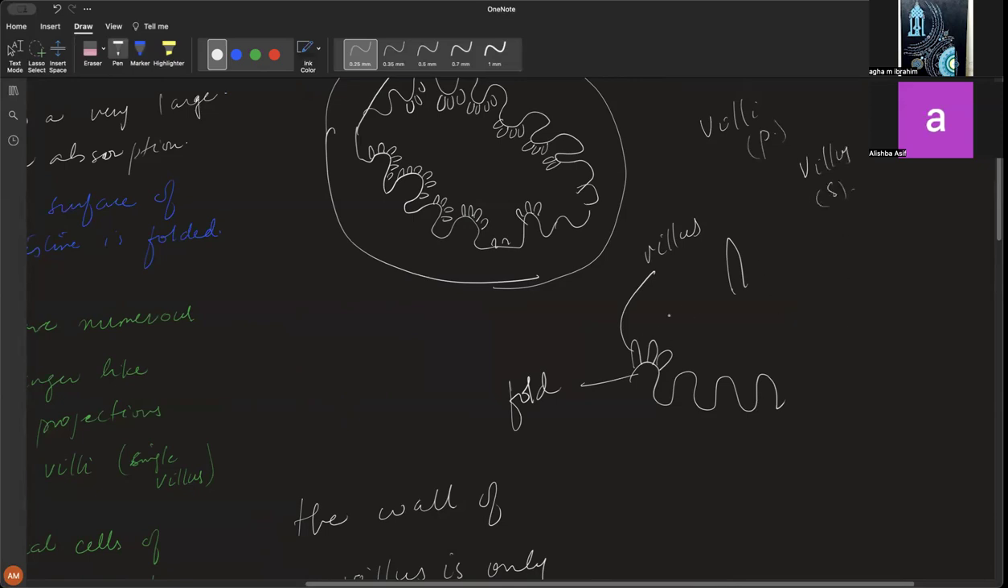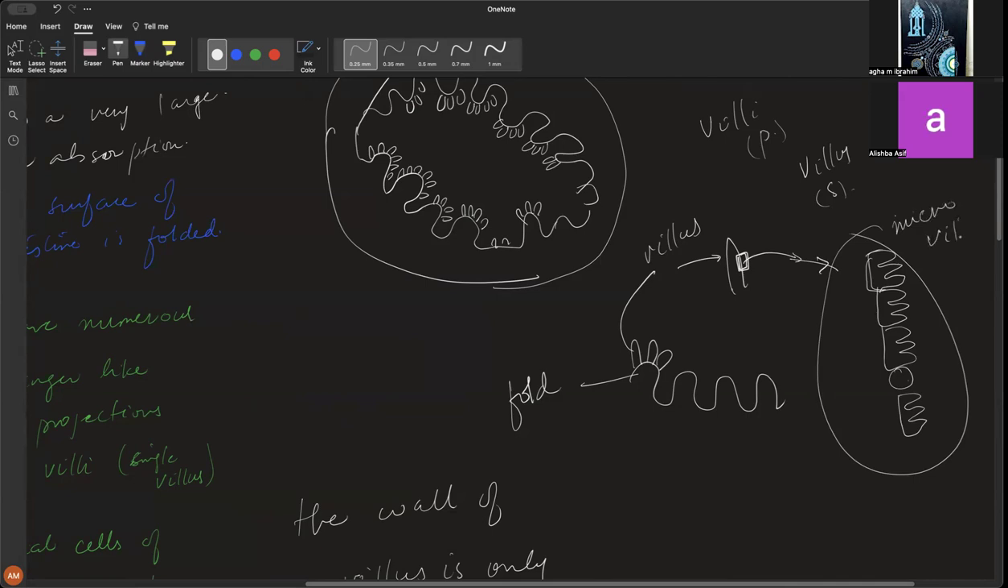If you look at each villus, the epithelial layer, the outermost layer, actually has microvilli. It is going to look something like this. If you take a section from there and look at it, you are going to find that the wall of the villi is like this. Do you understand? Then there is a goblet cell. So if you look at this wall, it is going to look like this, the microvilli.